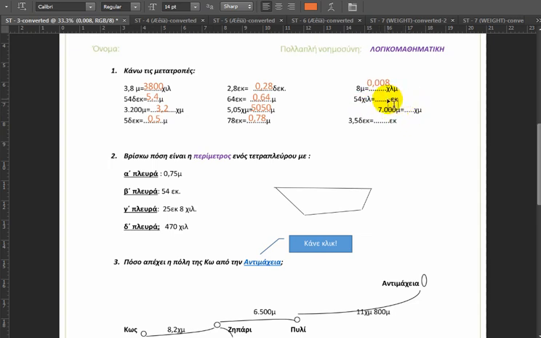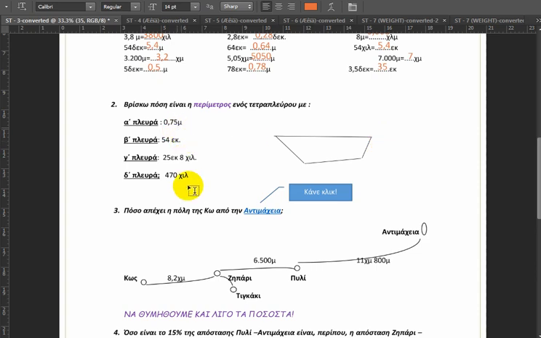Millimeters into centimeters, sorry, means I need to divide by 10, so 5.4. Meters into kilometers means I need to divide by 1,000, so 7. Decimeters into centimeters means I need to multiply by 10, so 35. Okay.